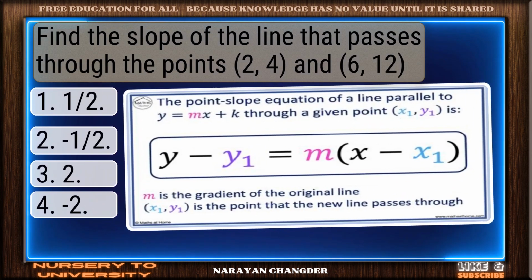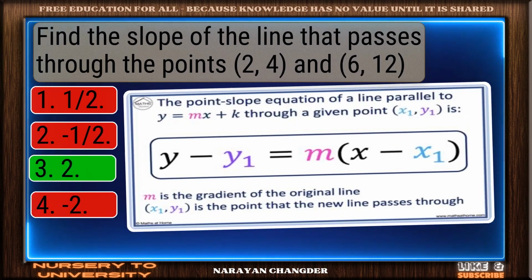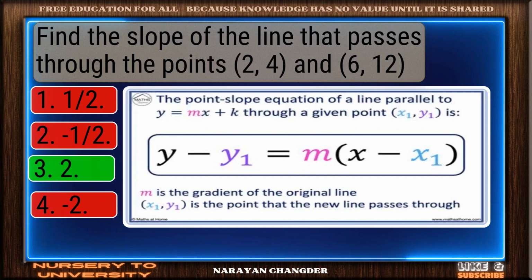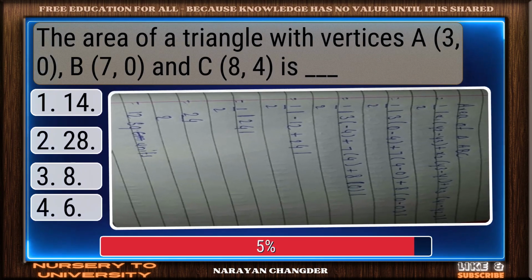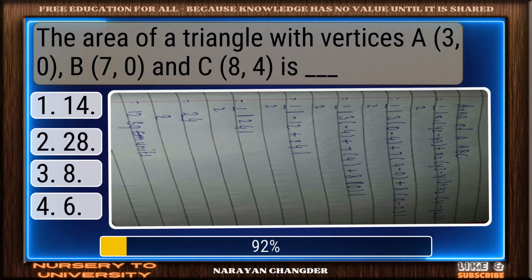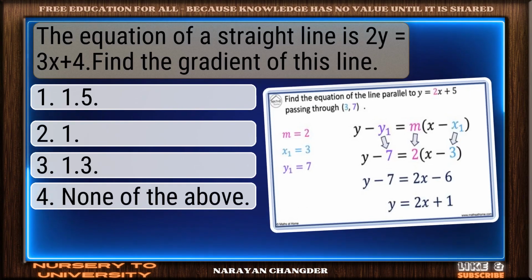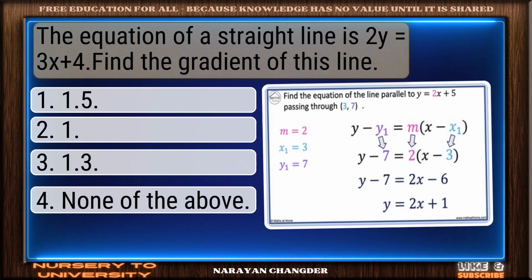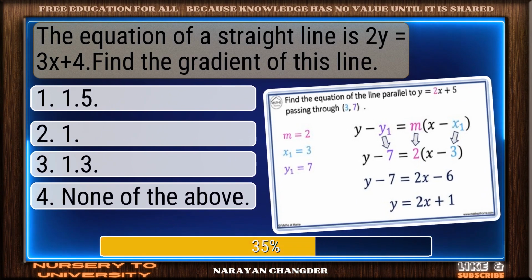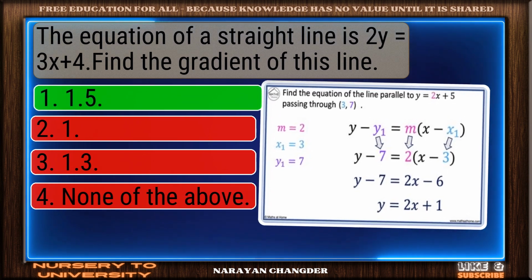Find the slope of the line that passes through the points and. Exactly. 2 makes sense. The area of a triangle with vertices at A, B and C is dash. Excellent. 8 is well reasoned. The equation of a straight line is 2y equal to 3x plus 4. Find the gradient of this line. On track. 1.5 is correct.